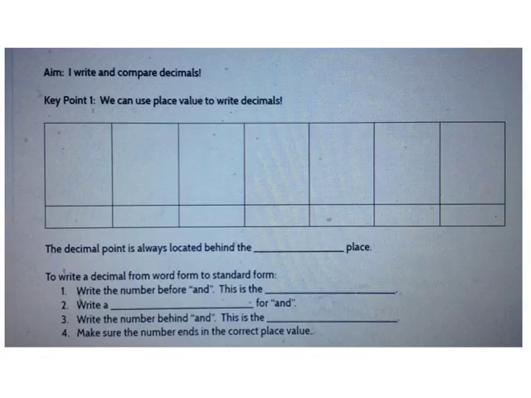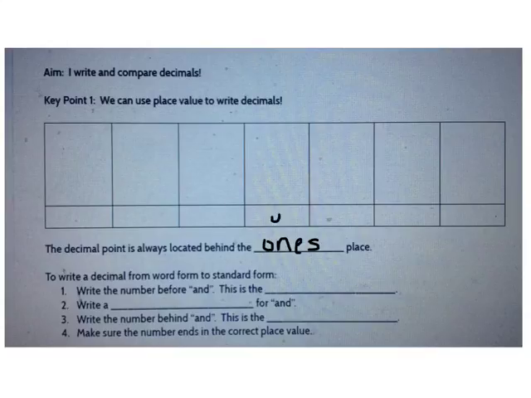Now let's dive into today's lesson. Today we're going to talk about writing and comparing decimals. We can use place value to help us write decimals. Remember, the decimal point is always located behind the ones place. It's the smallest whole number place value.